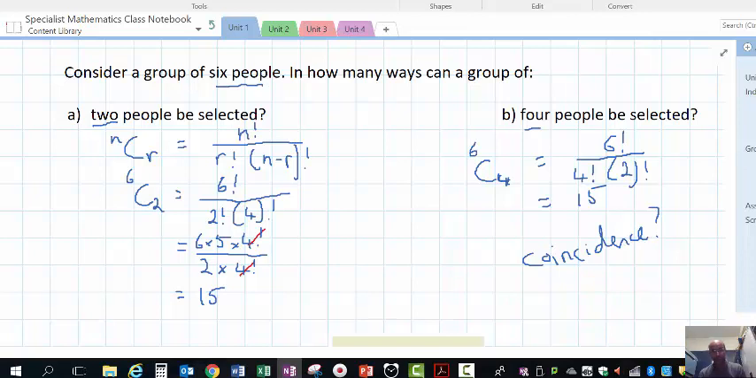Maybe pause the video and have a think, is that coincidence? Is it not? Well, it's not a coincidence. Choosing 2 out of 6 is the same as not choosing 4 out of 6. That reminds me of the idea of negation or complement. So choosing 2 out of 6 is the same as not choosing the other 4 out of 6, and so we definitely get the same answer, and we should.